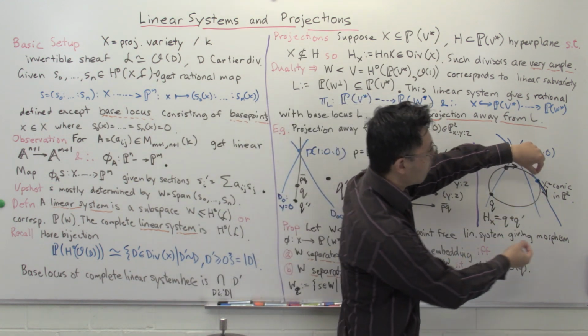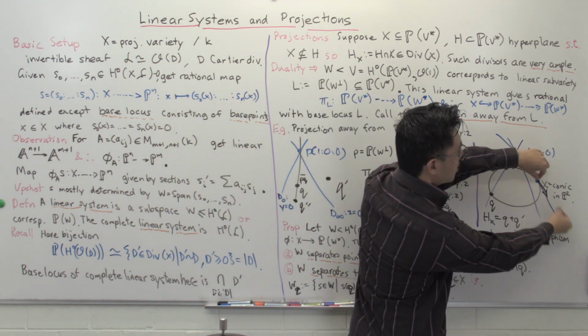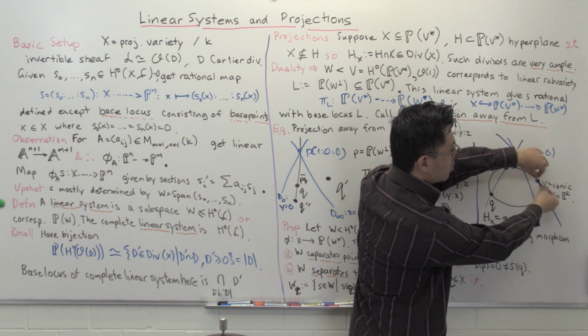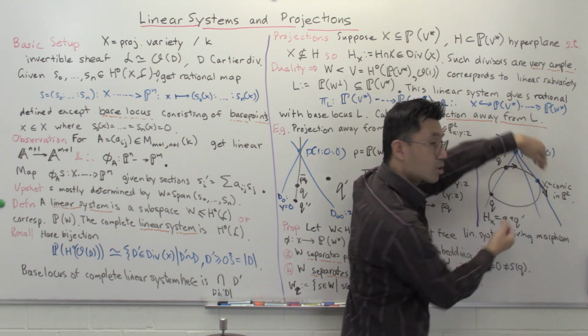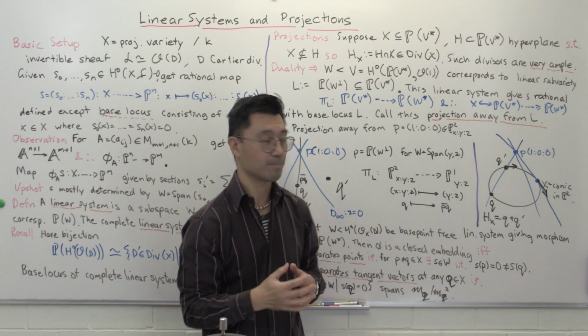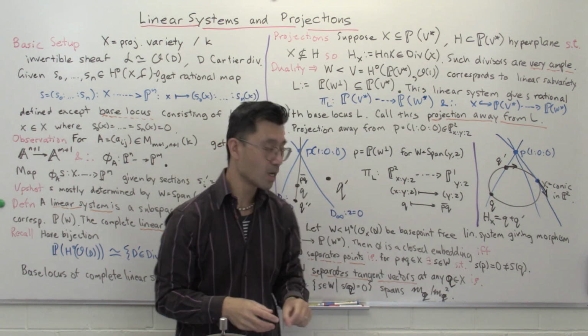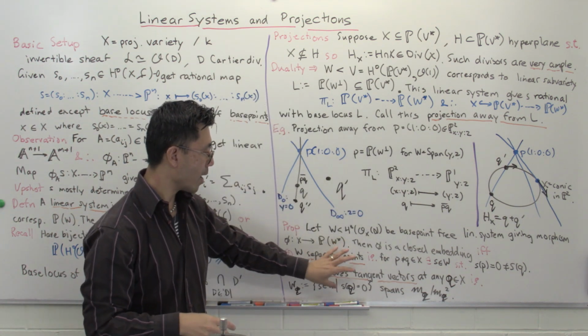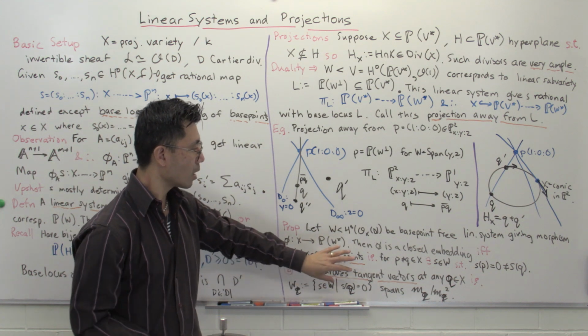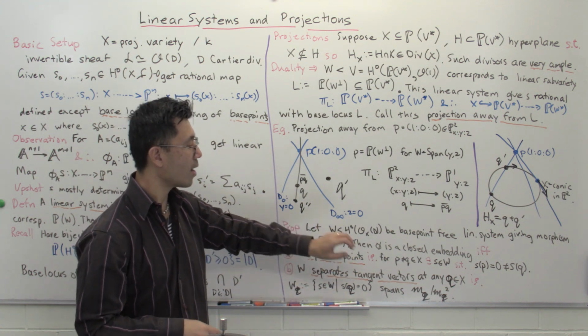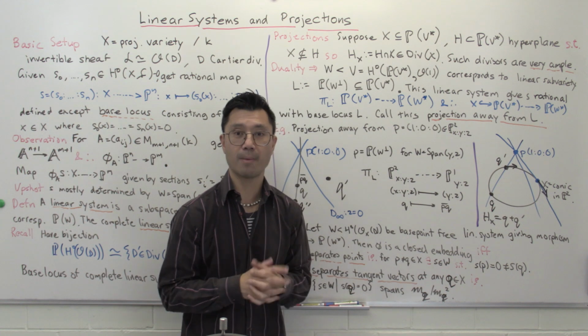In other words, if you have a point coming along this tangent vector direction, it's going to be 0 there. So it doesn't separate tangent vectors. So this gives you a way of determining whether this map here, phi, is a closed embedding.